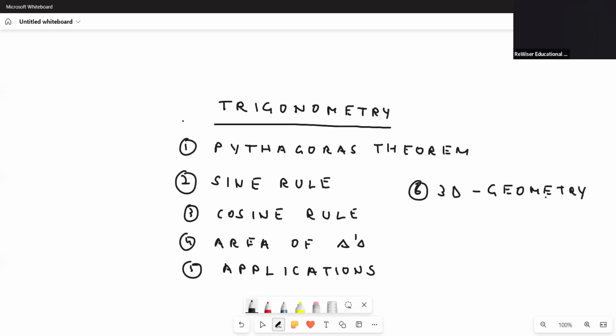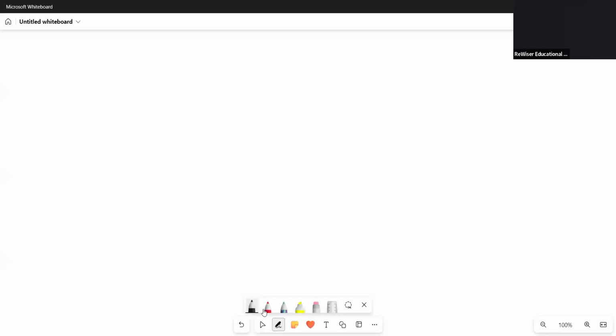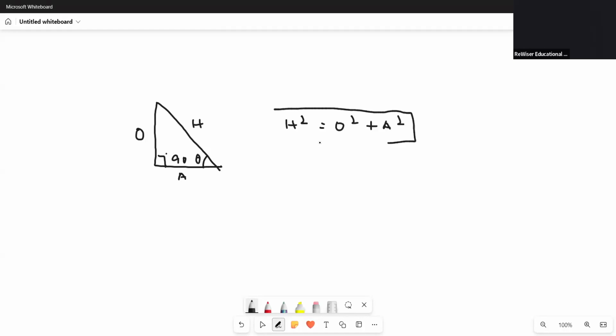So let's start with today's session with the introduction of Pythagoras theorem. As I said, Pythagoras theorem is applicable only to right angle triangles. If there is a right angle triangle and this angle is 90 degrees, the largest length is the hypotenuse, represented as h. The side next to it is adjacent and this is opposite, if this angle is theta. According to the Pythagoras theorem, h square must be equal to o square plus a square. So that's how the Pythagoras theorem works.